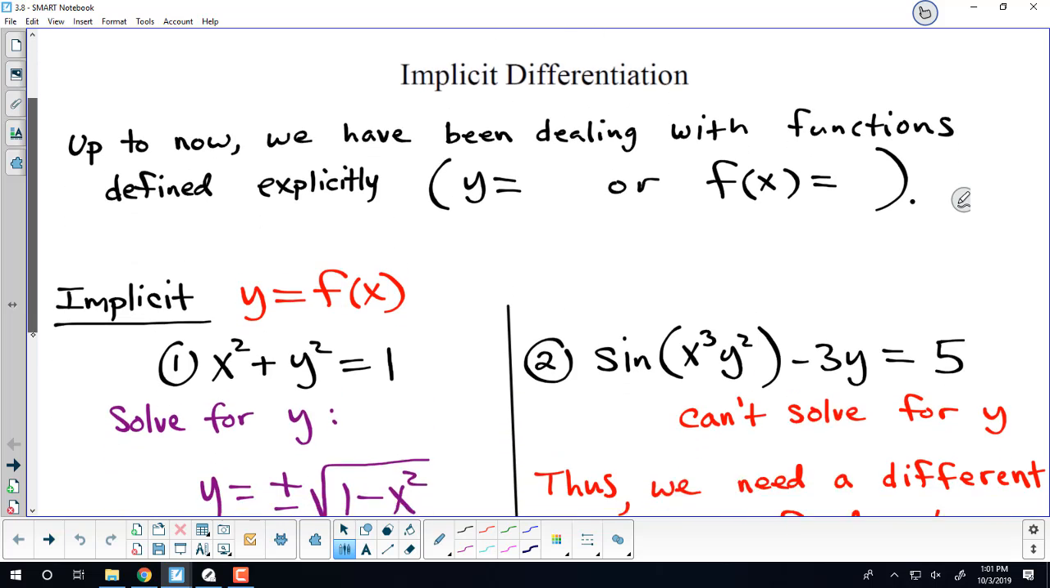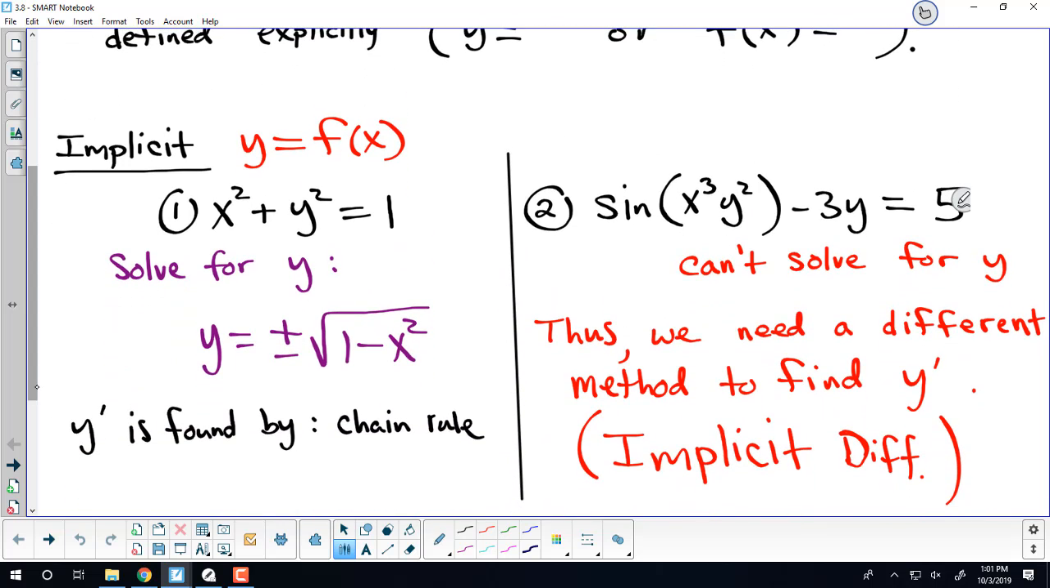So implicit functions, for like the unit circle, we can explicitly solve for y. Even though it's x squared plus y squared equals 1, it's implied what y is in terms of x. We can actually solve that and say, okay, here are my 2 functions of x, plus minus root 1 minus x squared. Some functions, like example 2 here, the sine of x cubed, y squared, etc., cannot be solved for y. You cannot explicitly say y is equal to this stuff in terms of x.